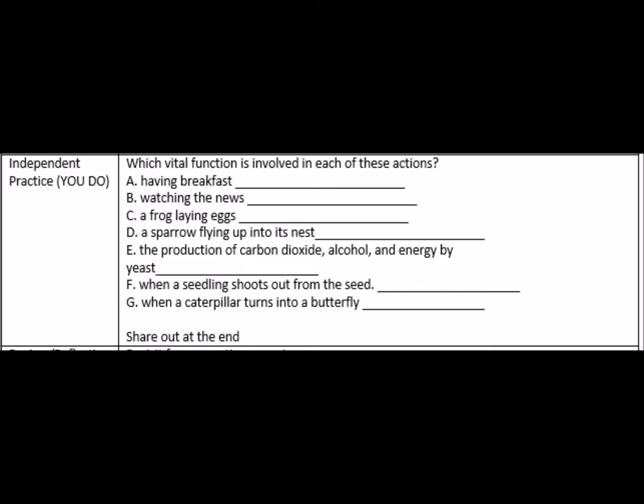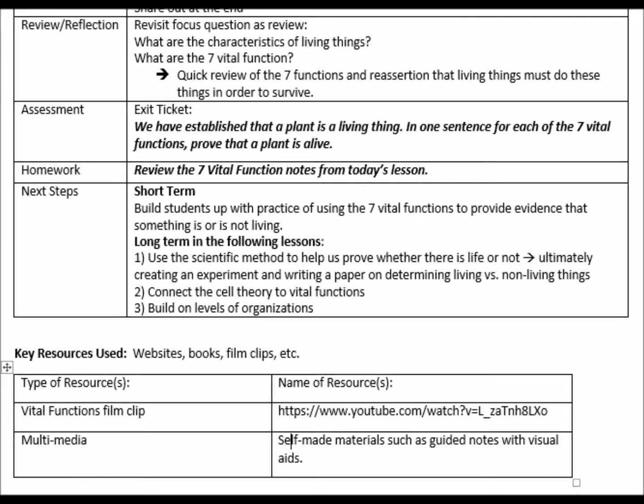After students have shared their findings, we will move on to the You Do independent practice. They will be provided a list of actions such as having breakfast or a frog laying eggs to incorporate real-world examples of the 7 vital functions. Following this solo and silent activity, we will share out and address any misconceptions.